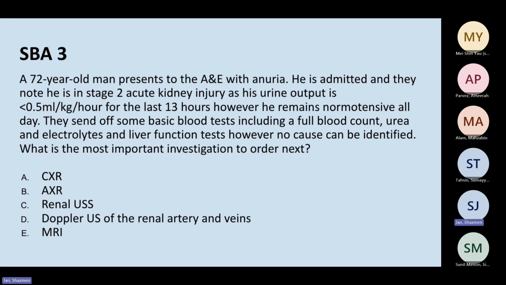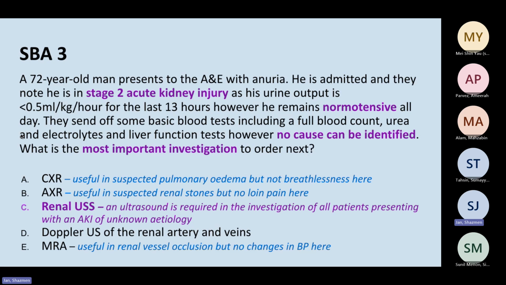C. Yes, very good. Well done. The answer is C. So basically, in all patients that have an AKI where we don't know the underlying cause, we're always going to order an ultrasound. The chest X-ray is useful if we were suspecting pulmonary edema, but he's not short of breath here. An abdominal X-ray is useful if you suspect renal stones, but he doesn't have any loin pain. Again, this isn't really a second thing that you would do. And this one is useful in renal vessel occlusion, but he's remained normotensive this entire time, so we wouldn't do that.